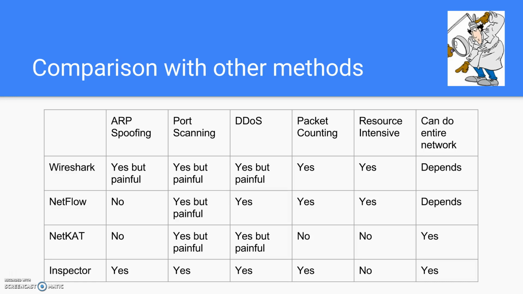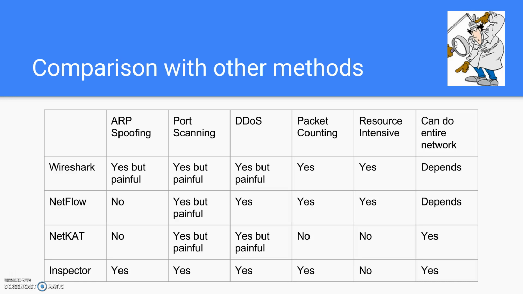For example, in NetFlow's case, it's too low level to detect. NetFlow is only capable of detecting IP level packets, so TCP and UDP. Wireshark, you can do this, but it's very painful. You really have to go over the data with a fine-tooth comb. It's not very easy to customize.